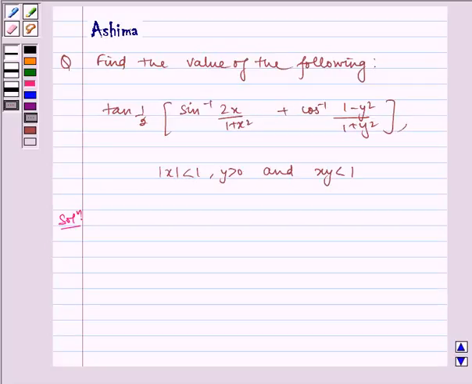Let us understand the following problem today. Find the value of the following: tan half, sin inverse 2x by 1 plus x square plus cos inverse 1 minus y square by 1 plus y square, where mod of x is less than 1, y is greater than 0 and xy is less than 1. Let us write the solution.